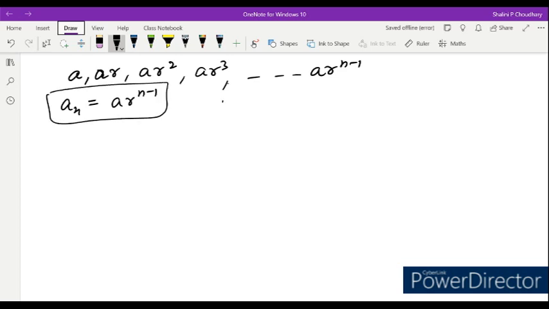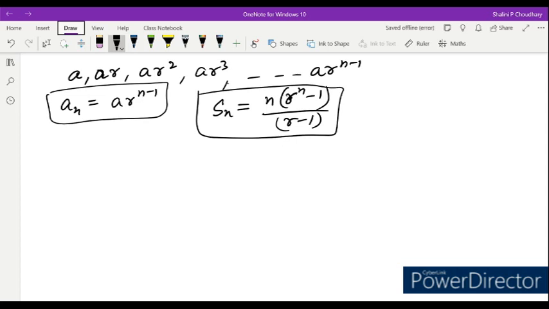We have also seen the sum of n terms, where the ratio r is not equal to 0 and not equal to 1. In that case, it will be (r to the power n minus 1) divided by (r minus 1), multiplied by a.